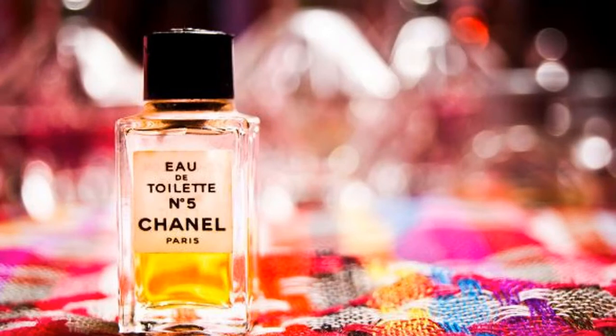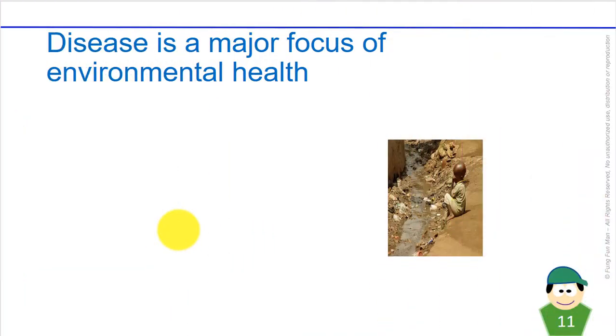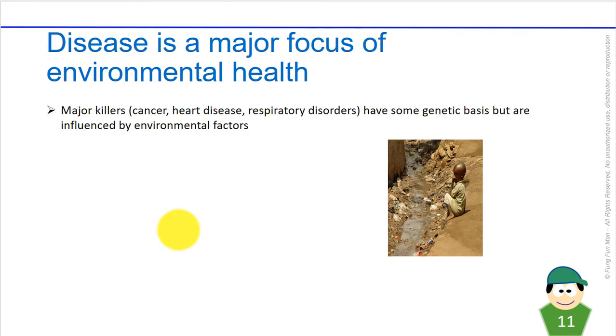Now, among the hazards people face, disease stands preeminent. So despite our technological advances, how far we have gone as humans, we still find ourselves every day battling diseases that cause a lot of deaths every day in the world. Now, these major killers, like cancer, heart diseases, respiratory disorders, they have some genetic basis. So it is affected by the genes of your ancestors. But they are also influenced by environmental factors, genes getting turned on and turned off, activated.